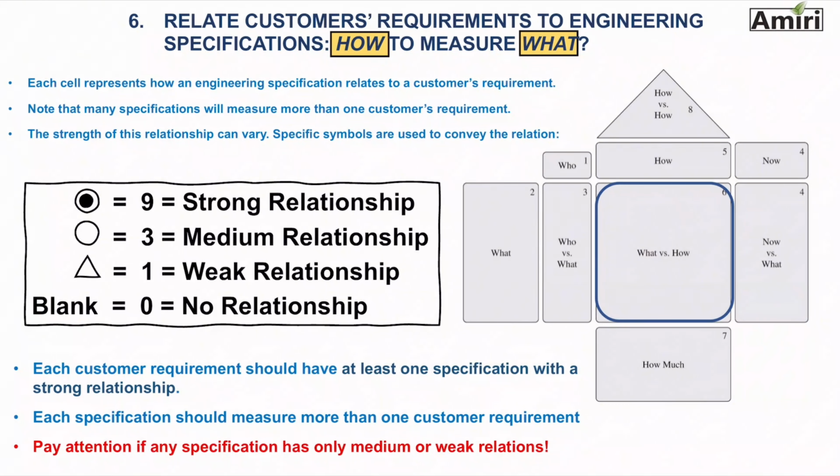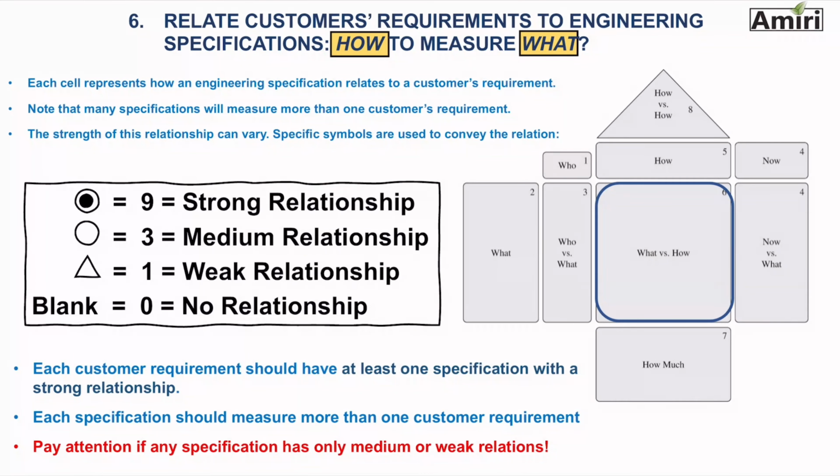If it's a very strong relation, then you put this symbol in it. It's a solid circle, and it gets a score of 9. A hollow, or just a regular circle, gets a score of 3. A triangle is 1. And if you just leave it blank, it means there is no relation between them.